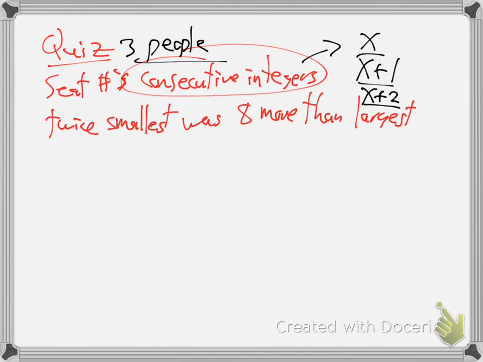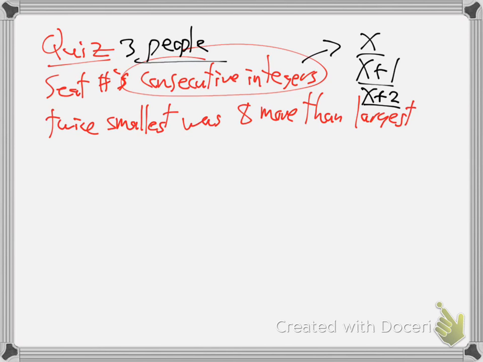What if they say consecutive even or odd? What do we do in that case? If they say even or odd, we go up by 2 every time, because odd number to odd number is a jump of 2 every time, and even number to even number is also a jump of 2 every time.